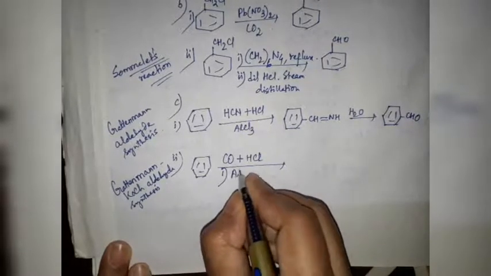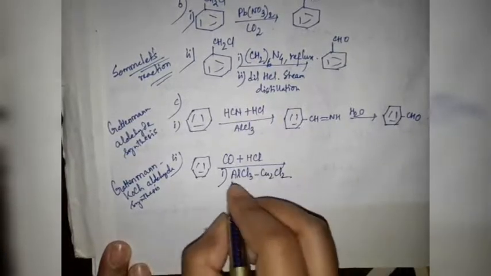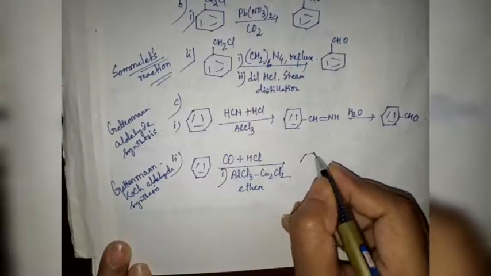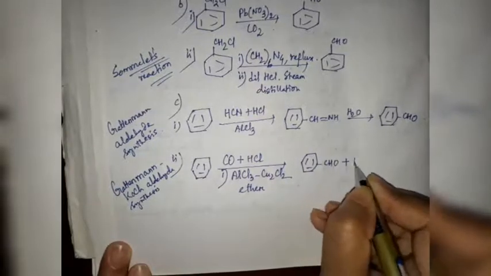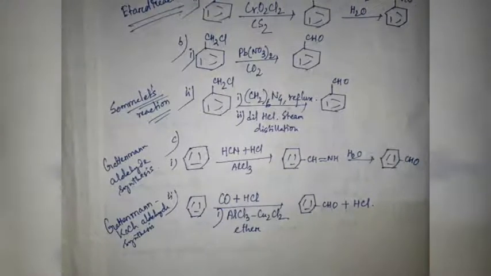So we are using carbon monoxide with HCl, and as catalyst we are using AlCl3 and Cu2Cl2, that means cuprous chloride, and we are taking it in ether or nitrobenzene solution. So we are getting benzaldehyde along with HCl. So this is all about the preparation of different kinds of aldehyde from different kinds of starting materials.